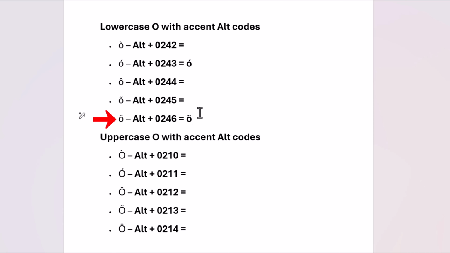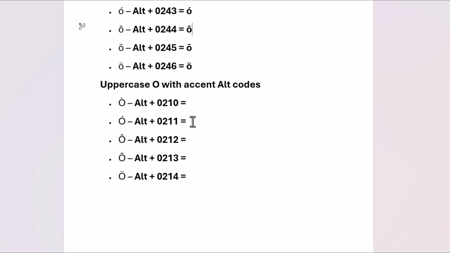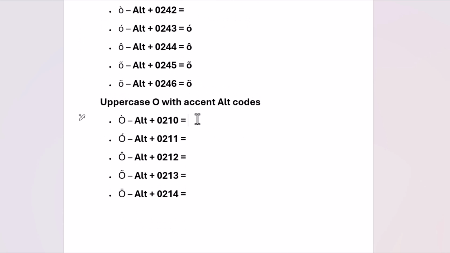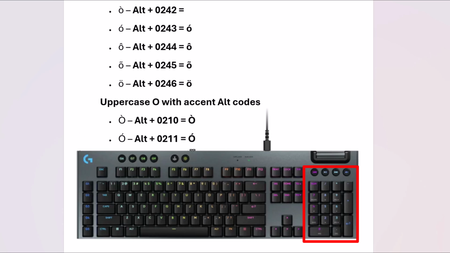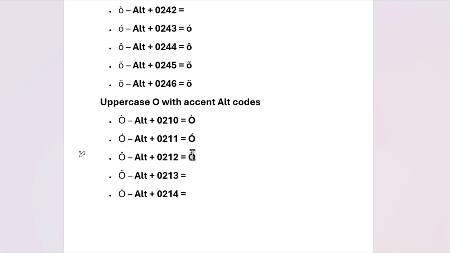You can repeat the same steps with the other codes for the different O accents. The pattern is always the same. Cursor in place, Num Lock on, hold Alt, type the code on the keypad, release Alt. If Alt codes do not work for you, your keyboard may not have a separate number pad, or Num Lock is off. In that case, use one of the other methods.